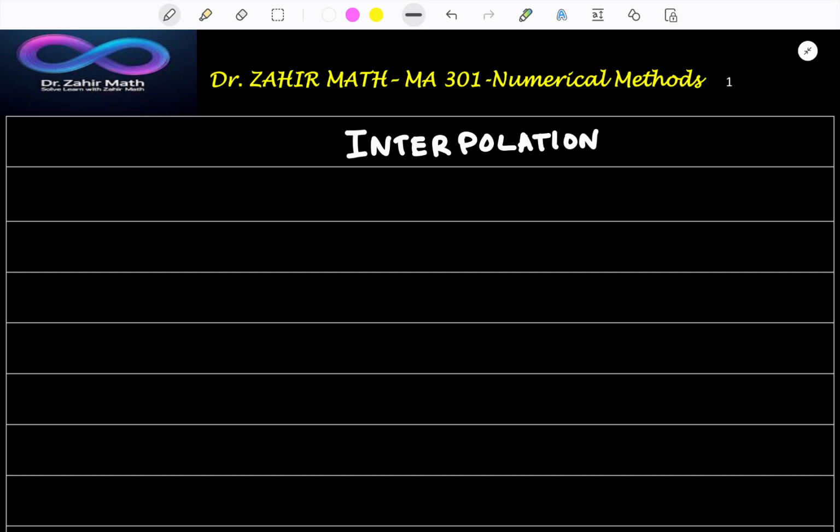In this video, I'm going to explain the concept called interpolation. This is a new topic. Interpolation means we are going to compute the value of the function inside the given range. What do you mean by inside the given range?